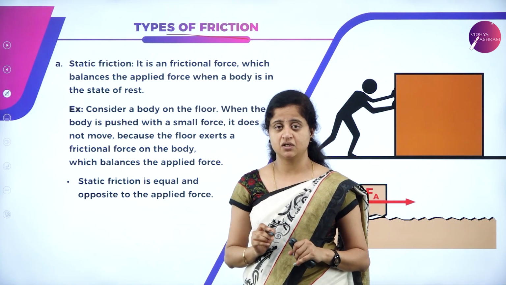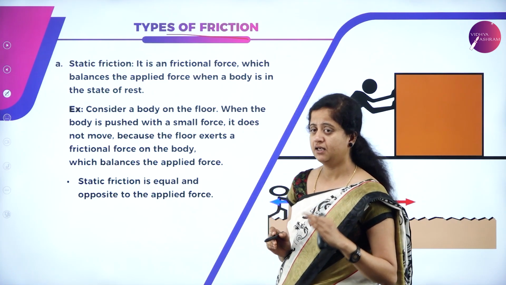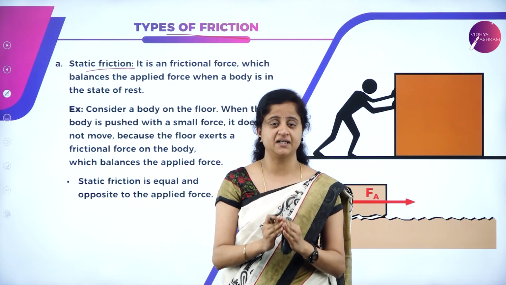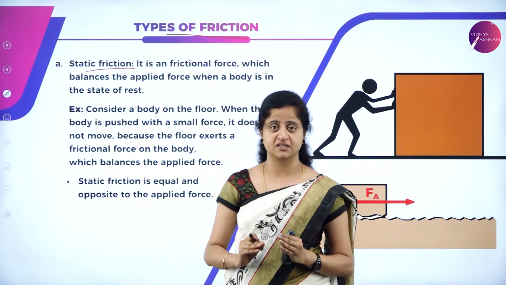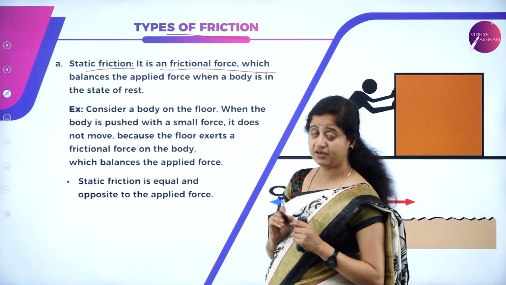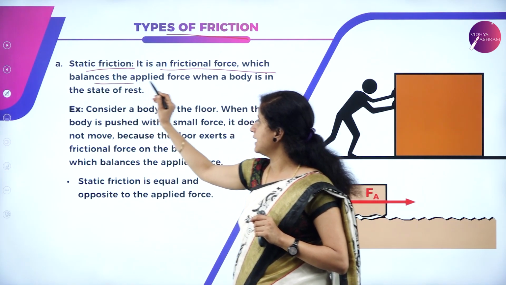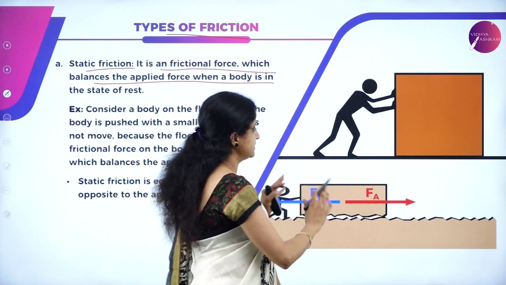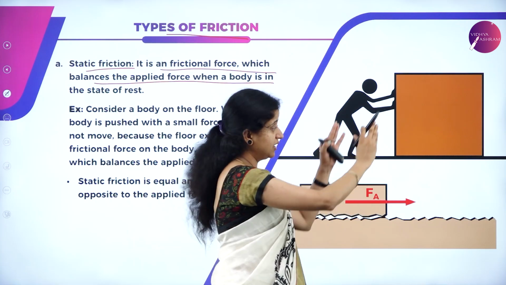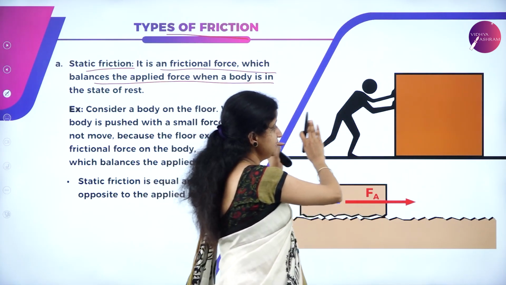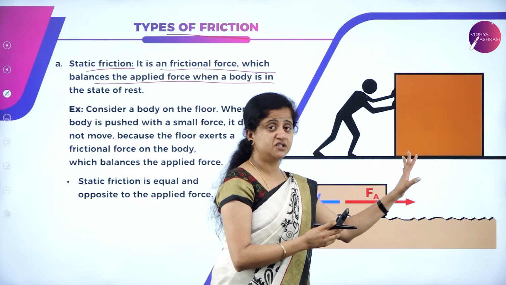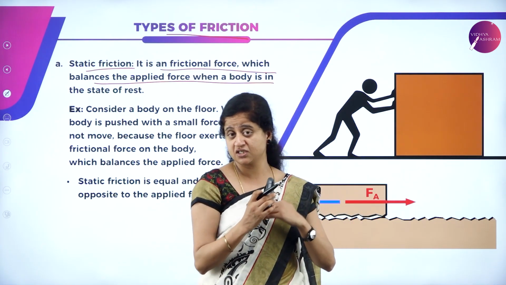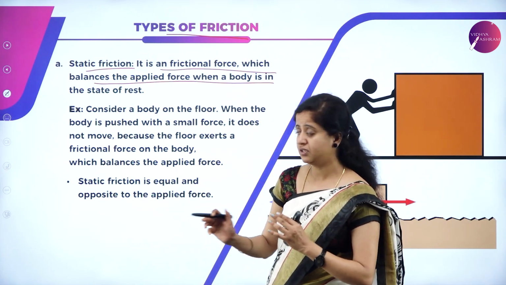So we know what is friction now, what is the frictional force meaning. Let us now study the types of friction. The first one is static friction. We know the meaning of static, which means the state of rest. So it is a frictional force which balances the applied force when a body is in the state of rest. Say for example, we are considering a huge mass and a man is trying to push it, it will not change its position because the surface and the body have some friction between them. So that is what we are going to explain now.